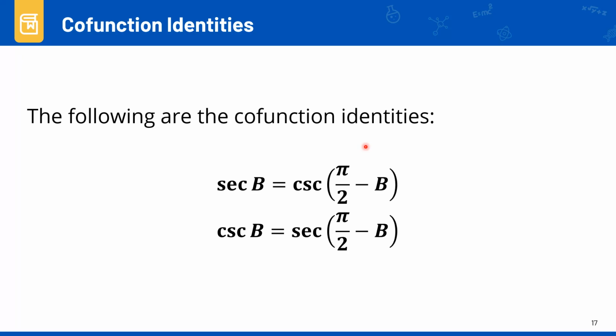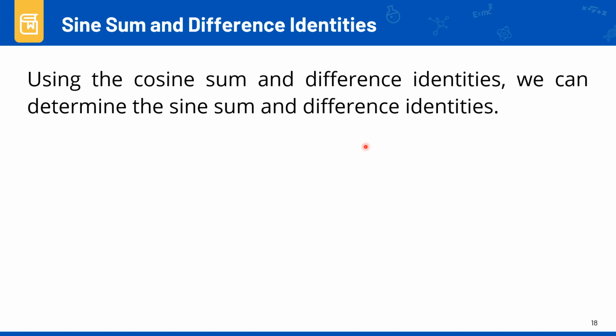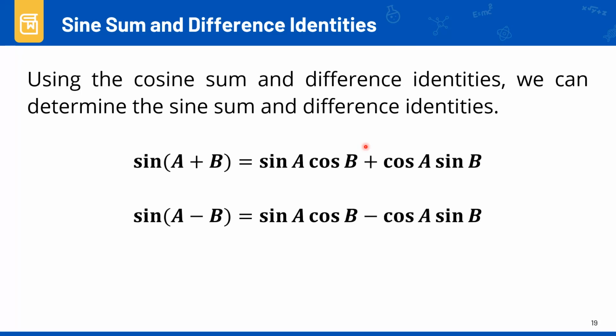For the second, we have secant b is equal to cosecant of pi over 2 minus b, and cosecant b is equal to secant of pi over 2 minus b. So these are the cofunction identities. Using the cosine sum and difference identities, we can determine the sine sum and difference identities. Here, you have sine of a plus b, which is equal to sine a cosine b plus cosine a sine b. And sine of a minus b is equal to sine a cosine b minus cosine a sine b.